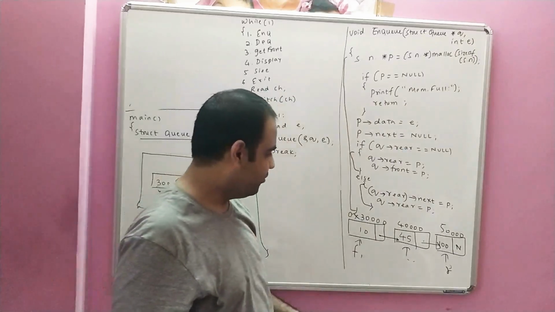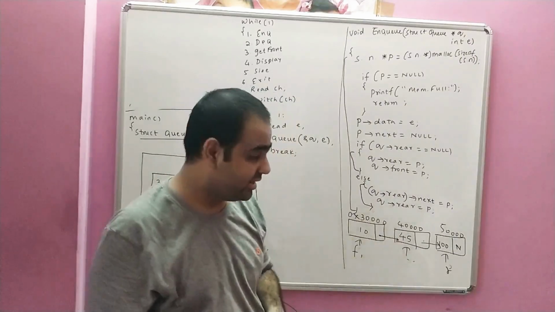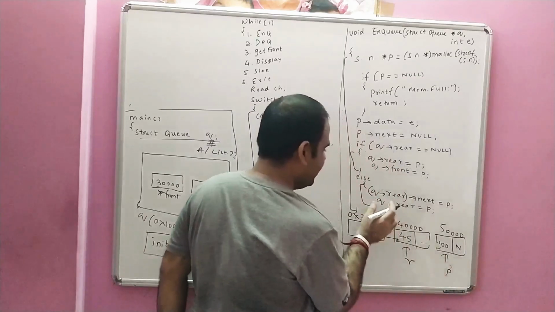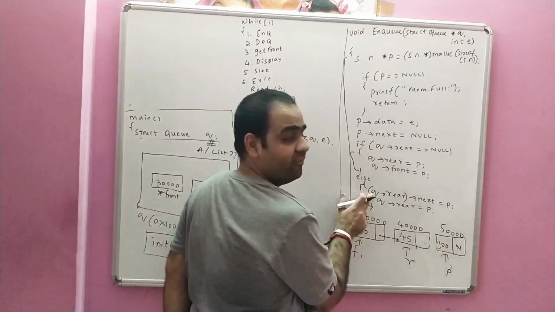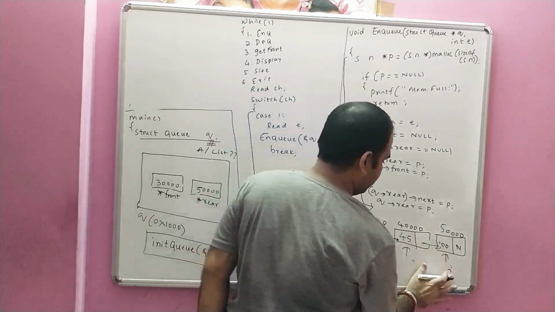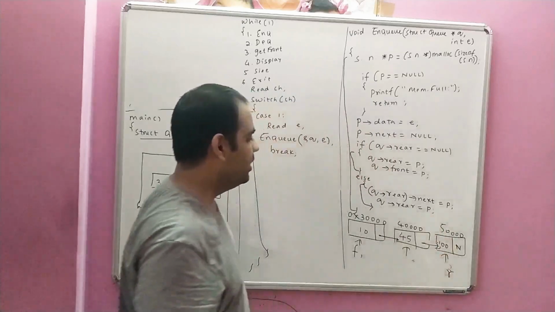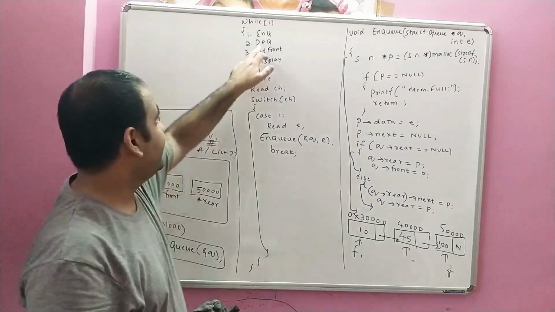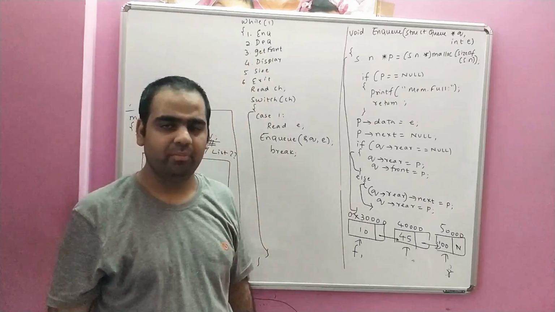Now, if you are not adding for the first time, that means you are adding at the rear end of the queue. Suppose this is rear and suppose this is P. How do you add it? You say rear arrow next is P. Why should you write q over here? Because it is embedded in q, and rear should become equal to P because this becomes the rear end of the queue. Next, let us see how we write the DQ function. Very simple.